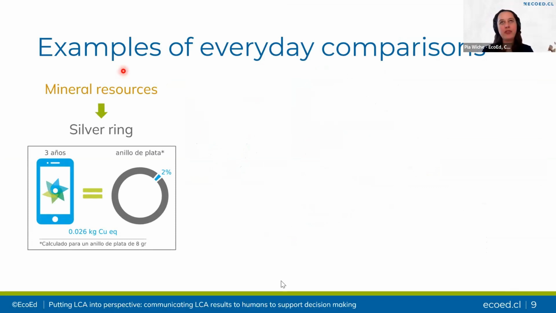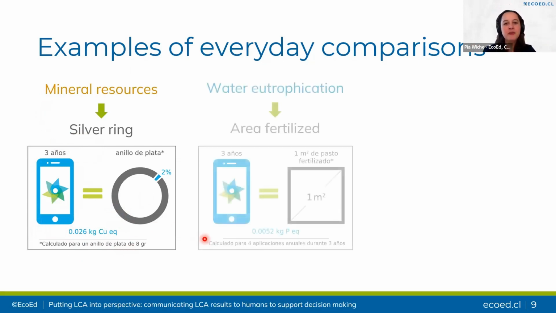Well, you saw an example with a shower for the water category, but we have other examples for other impact categories. So for mineral resources, we compared with a silver ring because it's a usual thing to buy. I mean, many young girls wear silver rings in this market. And so if you understand that this refurbished phone is equivalent in mineral resources to 2% of a silver ring, then you say, oh, wow, well, the impact is not really that much.